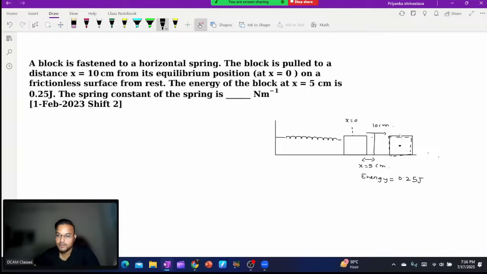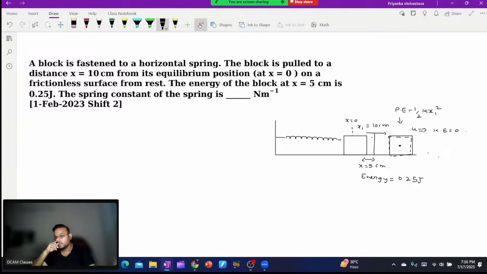So at this particular position, it will have only the potential energy because it has been expanded. What is its potential energy? Half k x square. Since it is at rest here, it will have no velocity. U is 0, so kinetic energy is 0.